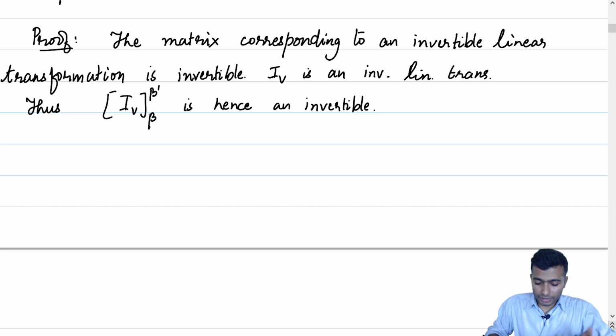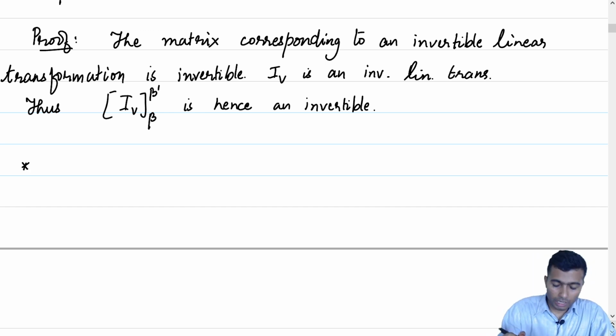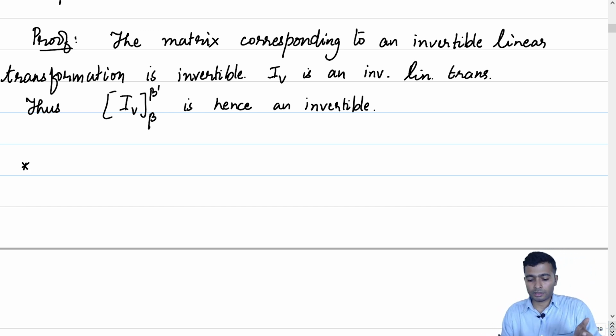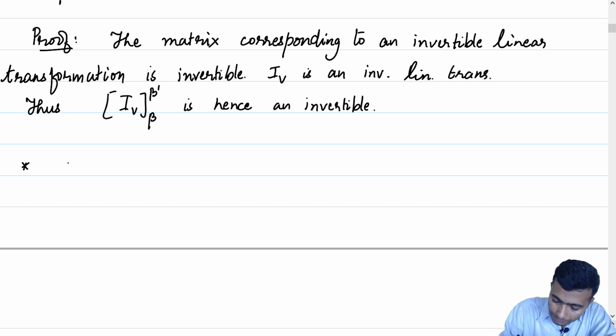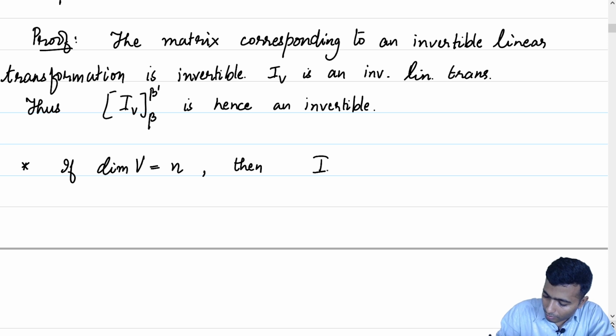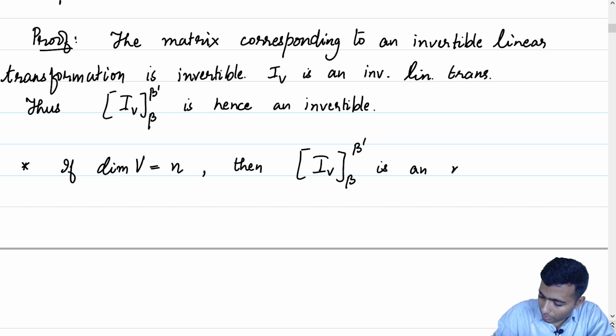Okay, what else can we observe? Observe that I_V beta prime is an n cross n matrix, where n is the dimension of V. If the dimension of V is equal to n, then I_V beta prime is an n cross n matrix. You should be able to say more.